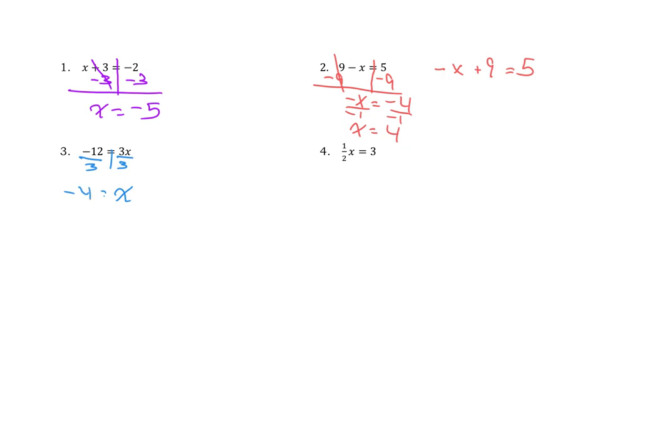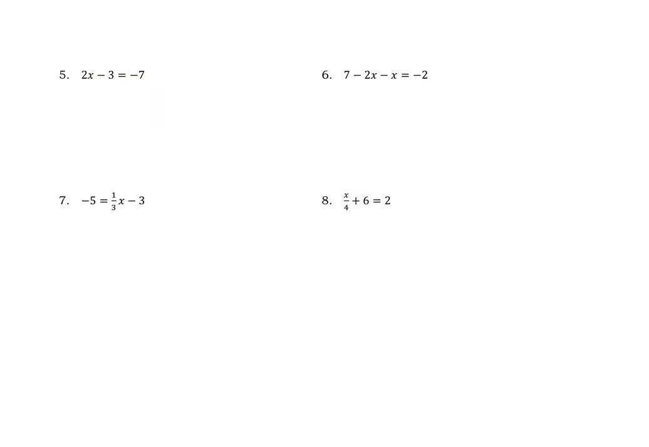Okay, so this last one on this section is 1/2 x, which means 1/2 times x. I can also write this as x divided by 2. And so 1/2 x, I'm multiplying, I can divide by 1/2, or I can multiply by the reciprocal, which is 2. But when I rewrite this as a division, I can know that the inverse or opposite of dividing is multiplying, so x equals 6.